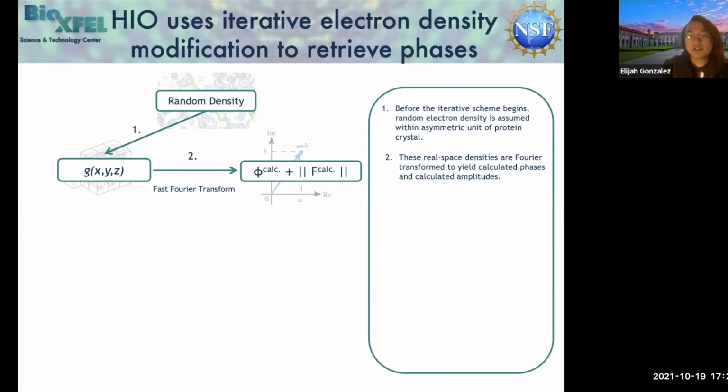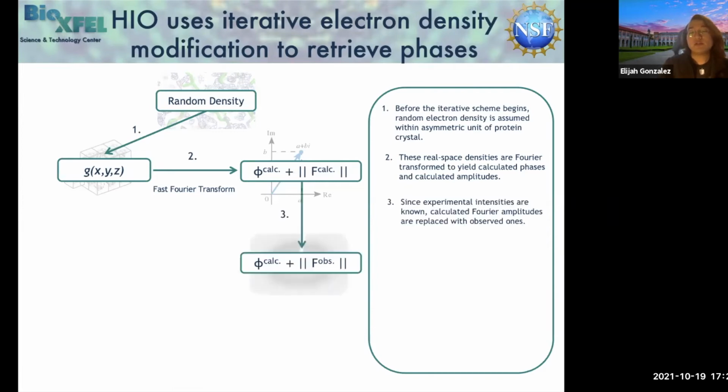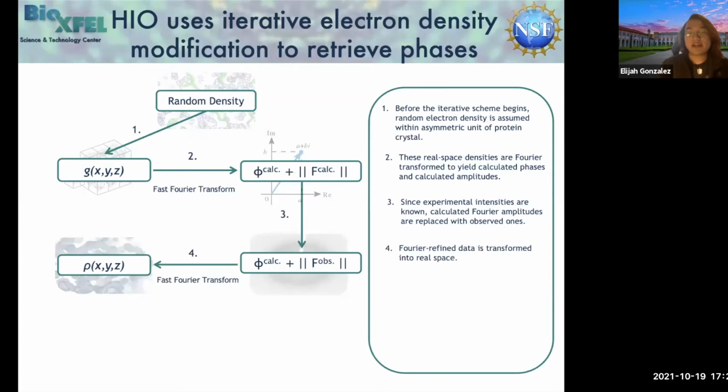So for the magnitude constraint, what we're going to think about is, I have these calculated amplitudes. What we can do from there is say, okay, although these are calculated amplitudes, we can actually replace these with observed amplitudes, since the observed amplitudes are actually what we record during diffraction, right? So then now we're here, we can DFT back into real space, and this is where we're going to start thinking about the support constraint, right?